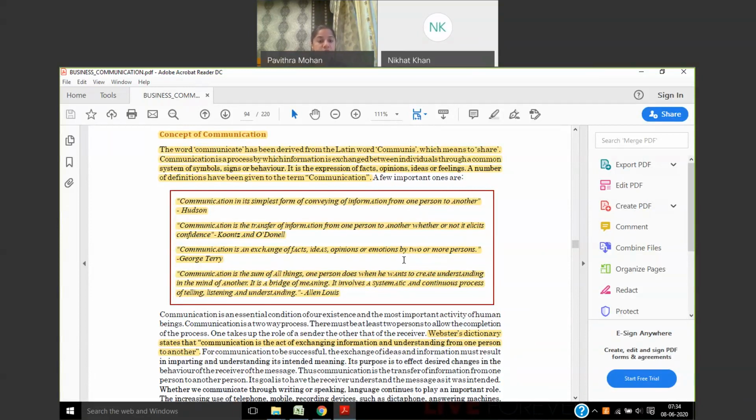Communication is the sum of all things one person does when he wants to create understanding in the mind of another. It is a bridge of meaning. It involves a systematic and continuous process of telling, listening, and understanding. That was Alan Lewis. It's very important when we exchange information that, first and foremost, I sum up all the information together. Only then do I convey it to people at large.